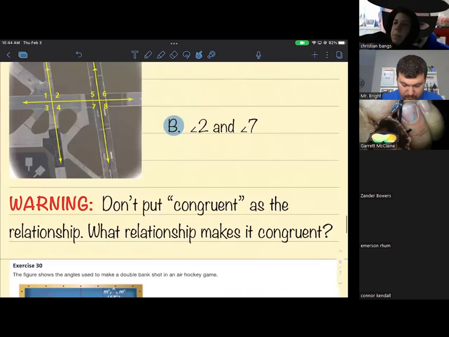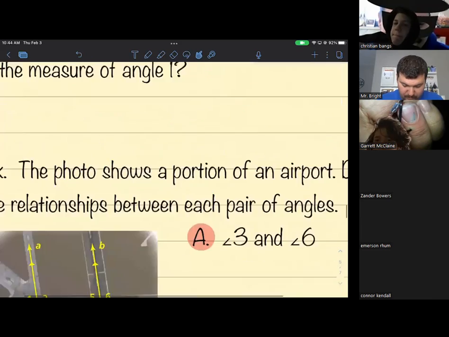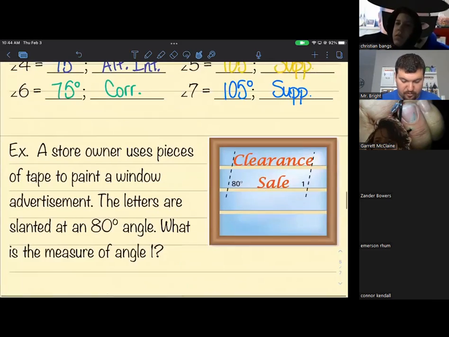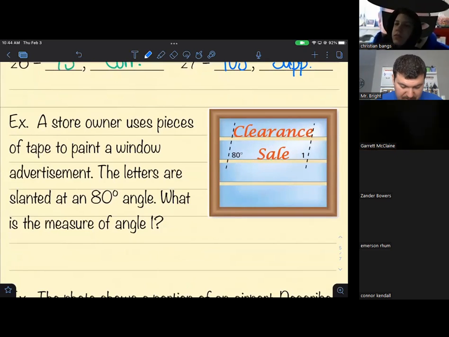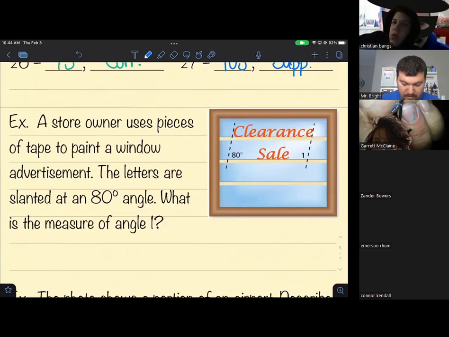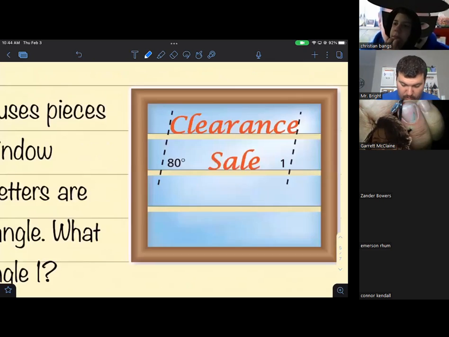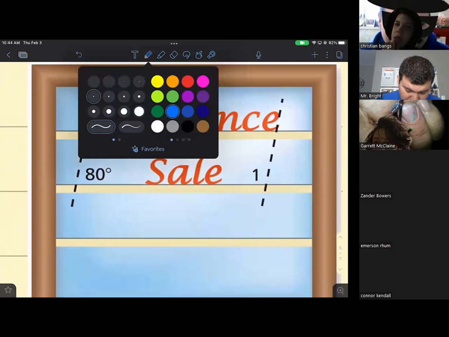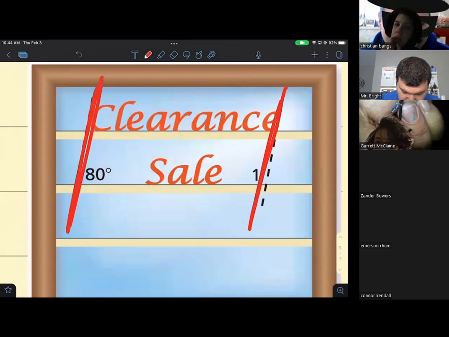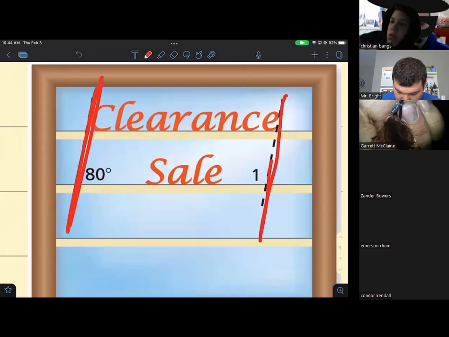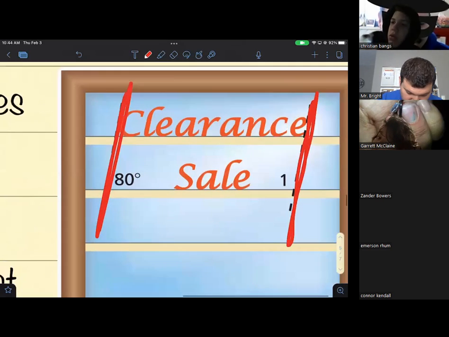Okay. So we've got a couple questions and then a homework question, and I don't want to take up too much of your time. So let's just power through this. A store owner uses pieces of tape to paint on a window. The letters are slanted at 80 degrees. What's the measure of angle 1? So here's my 80-degree angle. Here's my parallel lines. Whoops, that was a bad line. There we go. Parallel lines crossed by a transversal.